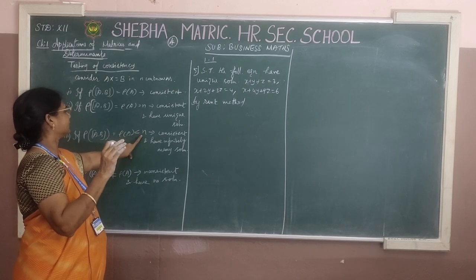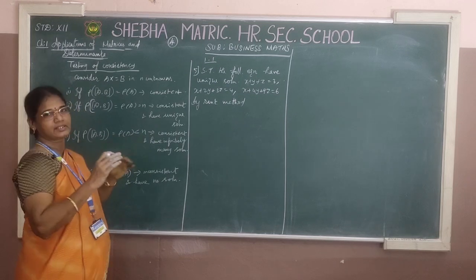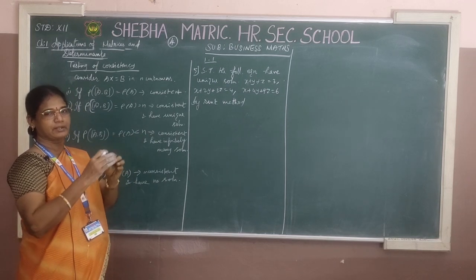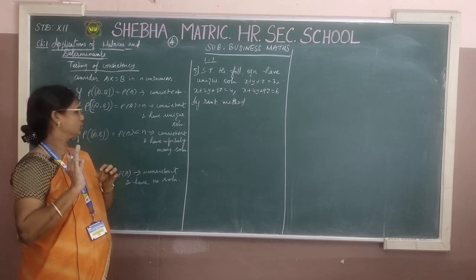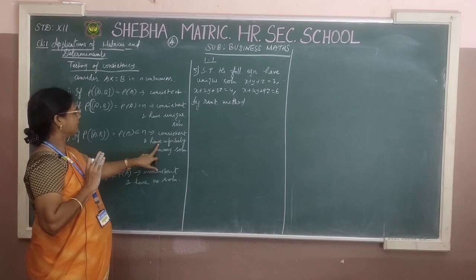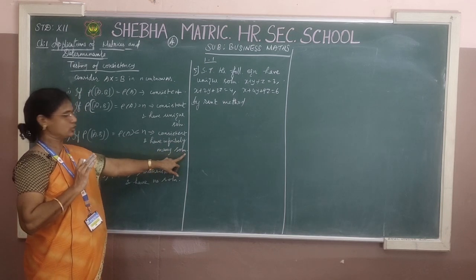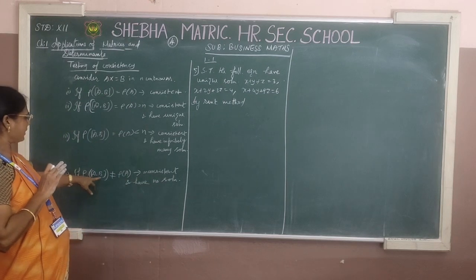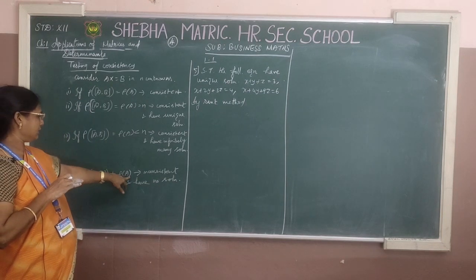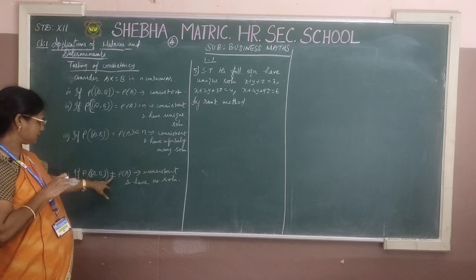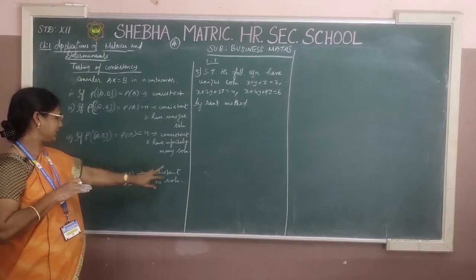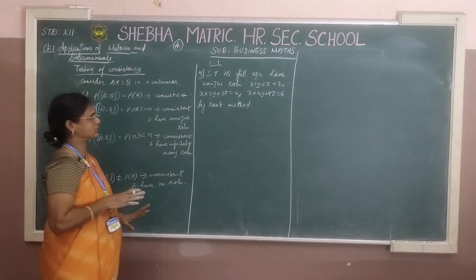Suppose rank of [A|B] equals rank of A and is less than n, meaning the number of unknowns is n and our rank is less than n. Suppose the number of unknowns is 3 and our rank is 2. Then the equations have infinitely many solutions. The last one, rank of [A|B] not equal to rank of A, means inconsistent. If it is not equal, then it is called inconsistent and has no solution.